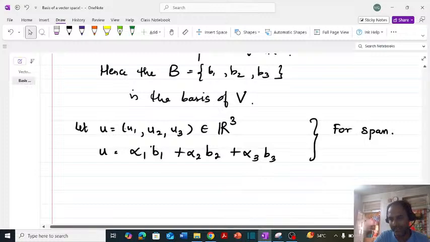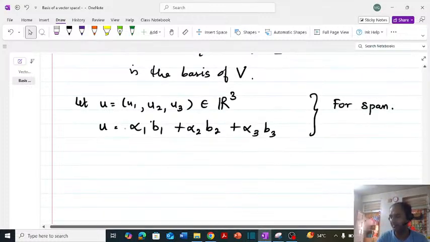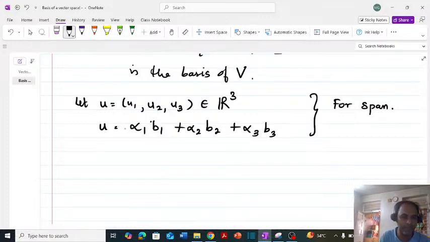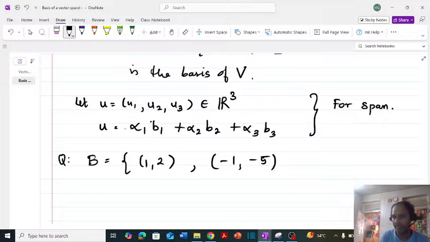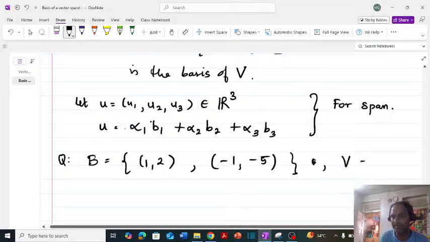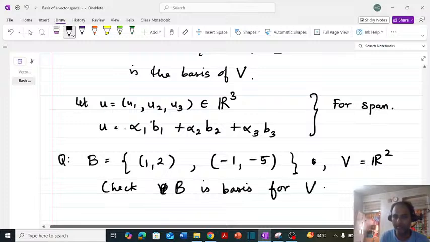Now let us take up the next question and see what happens there. Another set: B equals (1, 2) and (-1, -5). Is this a basis? And V equals R2. Check whether B is a basis for V equal to R2 or not.